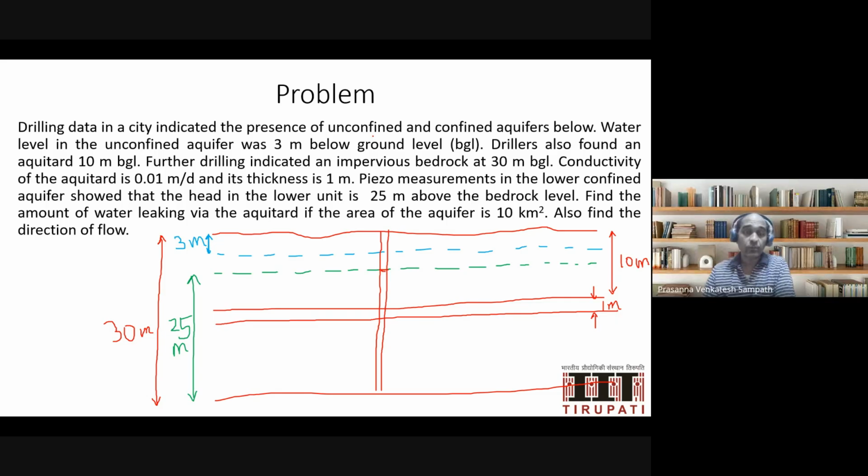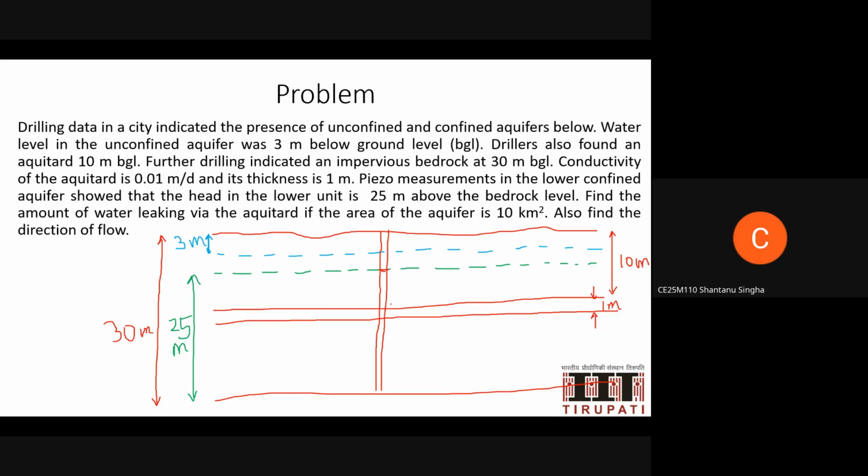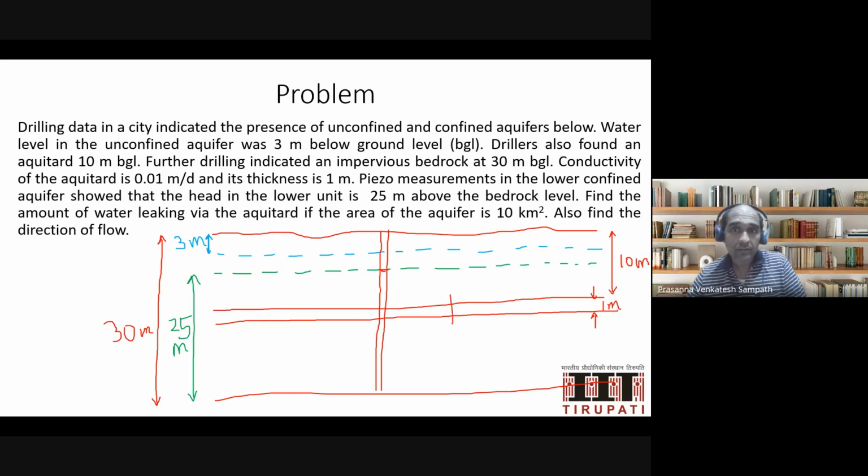Absolutely. So the flow will always go from higher energy to lower energy, in other words, higher head to lower head. So therefore, the flow must be downward. That's correct. So we have solved the second part of the problem, which is a qualitative answer. We don't know the quantum of flow, but we already know the direction of flow. Just by drawing this figure, we have figured out that the flow must be happening downwards, right? So that is like half the problem done.